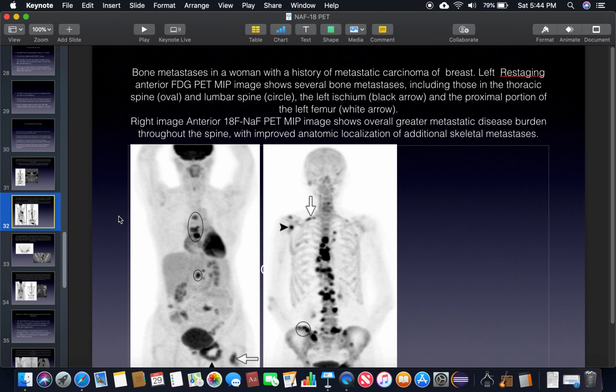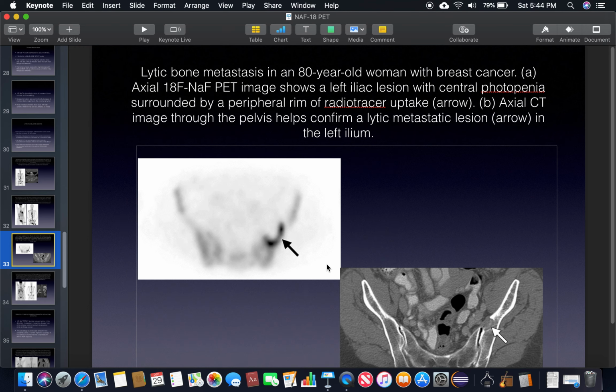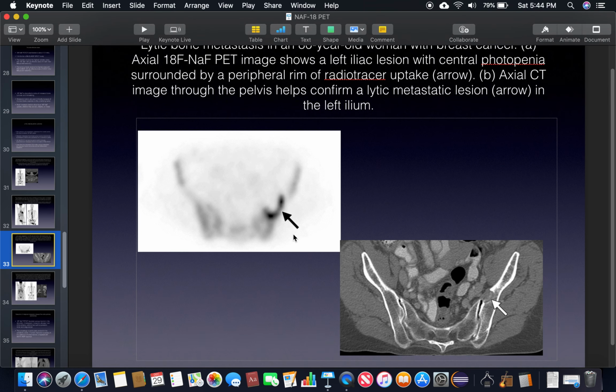I just showed you this image, and here is a lytic lesion, as you can see here, in a patient with breast cancer, and there is photopenia here, but there is peripheral uptake. So that saves you, and you can see that it is asymmetric compared to the other side, so that should draw your attention. And certainly the CT was helpful. So a lytic lesion that is being picked up.